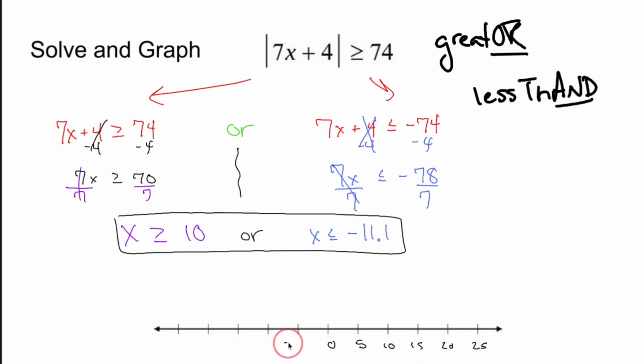Probably a bad idea that I did it this way, but it's too late. I already committed. And then you just graph both of them on the same number line.